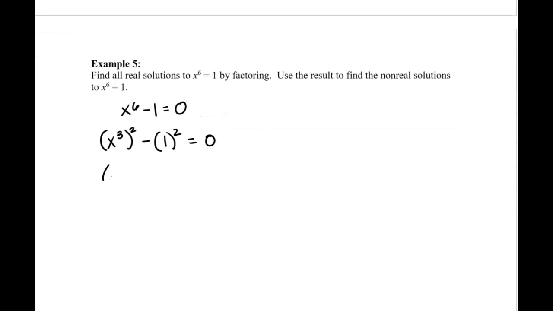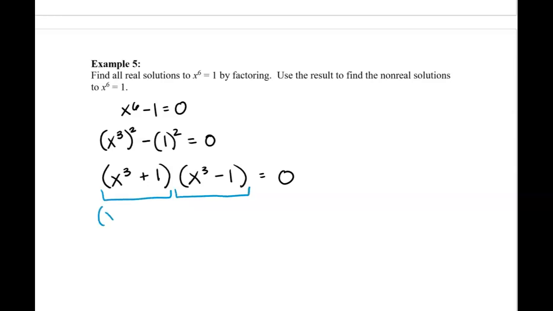And so then this factors into x cubed plus 1 times x cubed minus 1 equals 0. And then these we can factor. So this is x cubed plus 1 cubed. This is x cubed minus 1 cubed.